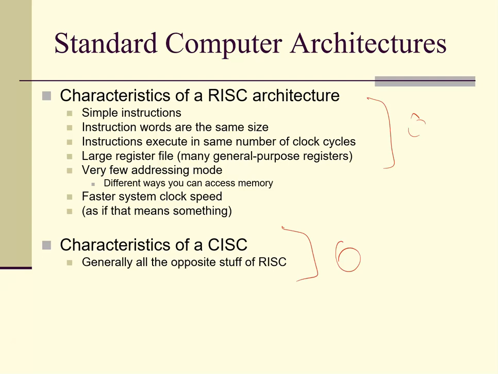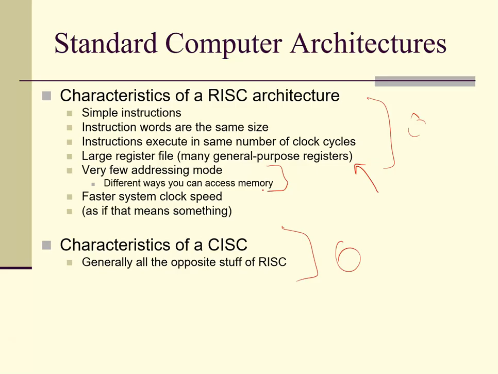Generally speaking, the instructions in a RISC computer operate in the same number of clock cycles, and they typically have larger register files. Remember, the register file holds a bunch of general purpose registers. It's quite interesting that the x86 architecture has very few registers. They're expected to swap data back and forth with memory because there are so few registers. Instead of having a working register, they swap it back and forth with memory.